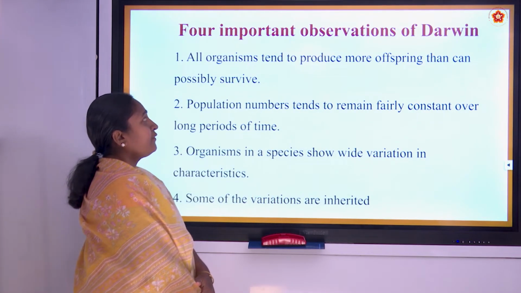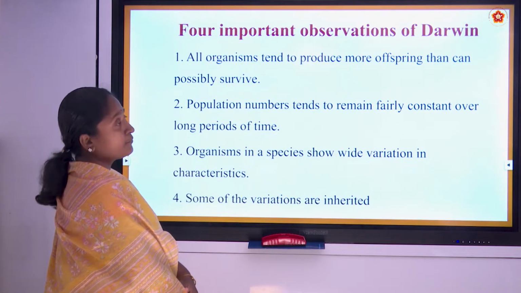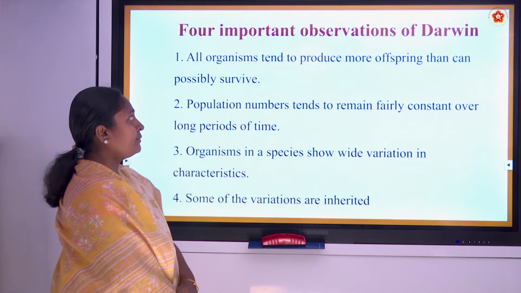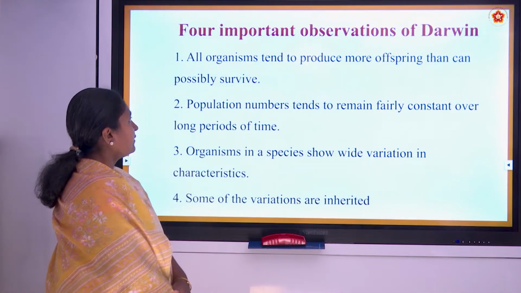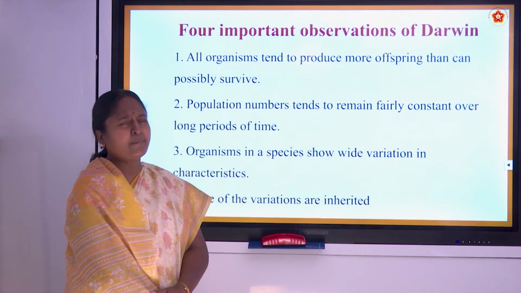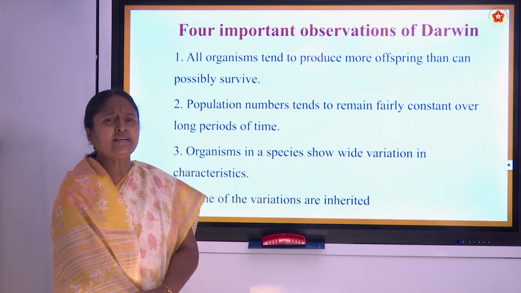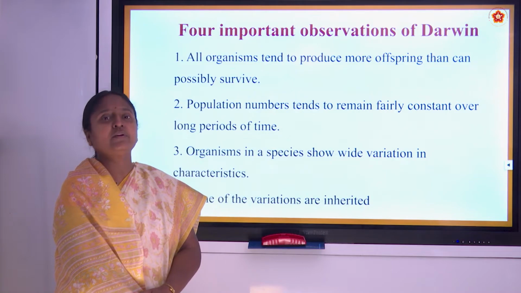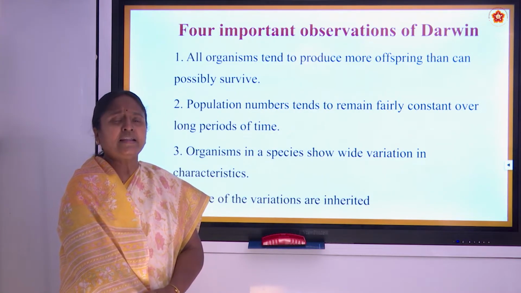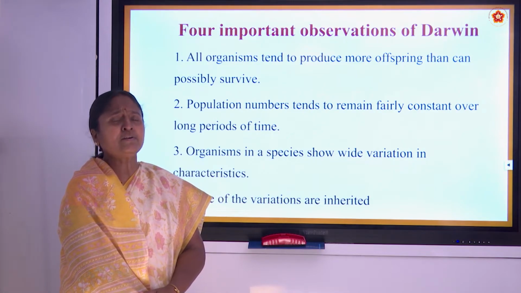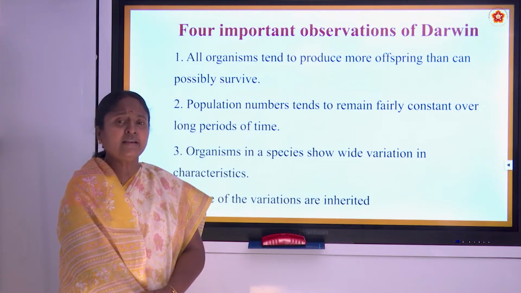From that, Darwin made 4 important observations. The first observation is, all organisms tend to produce more offspring than can possibly survive. You can see a dog laying so many cubs, right? You can see so many tiny dogs roaming around in the initial stages when the dog is giving birth. But eventually, you see only 1 or 2 puppies surviving in that environment, right? So why is it so?